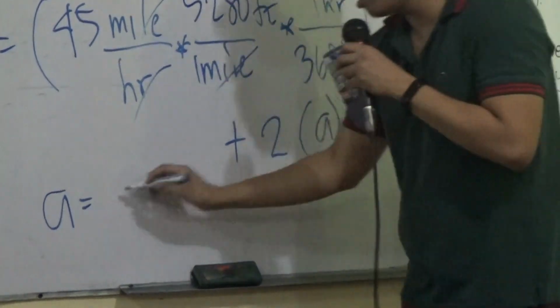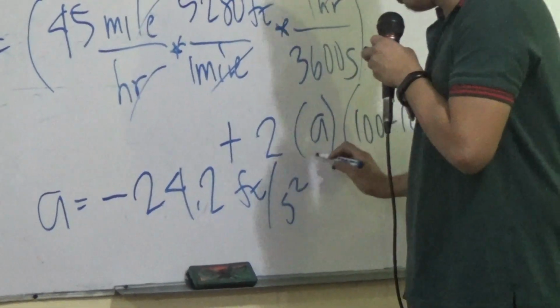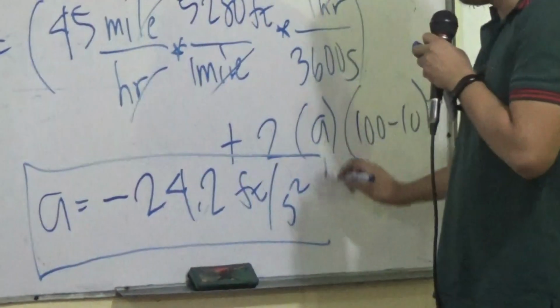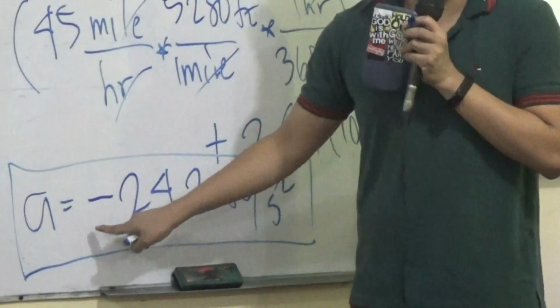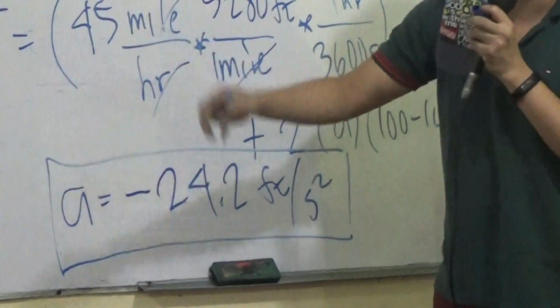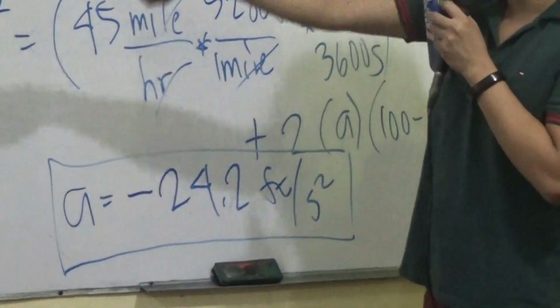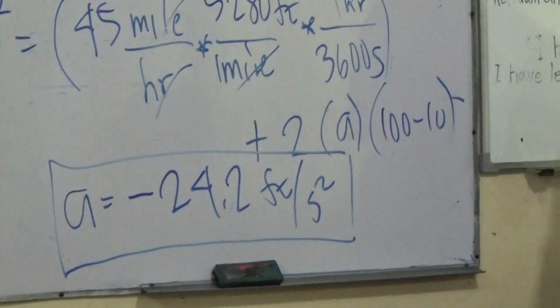So answer is negative 24.2 feet per second squared. Yung sign only indicates that this is deceleration. So, tinanong naman deceleration, so tanggalin mo na yung sign kasi deceleration na talaga tinatanong. Understood na negative yun. So, get the magnitude, that is letter B.